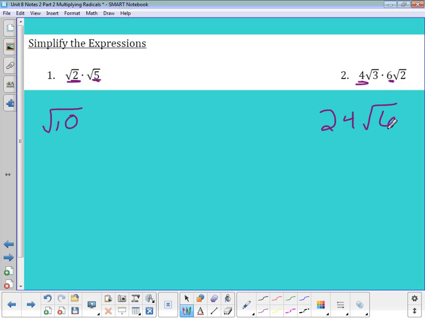The last thing you would need to check on this one is to make sure that 6 has no pairs, which we can pretty logically see that it doesn't. As far as 24 is concerned, we don't have to worry about breaking 24 down into pairs, because it's not underneath the radical, so that doesn't matter. So this right here would be your final answer.